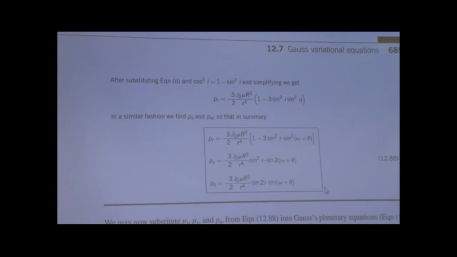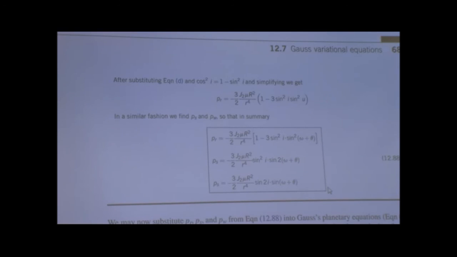It's not for us to prove them. I wouldn't want to go into that because I have more interesting stuff that I want to cover for the rest of the class, rest of the semester. But this is what you will have to introduce into whatever Gauss variational equation you're interested in.